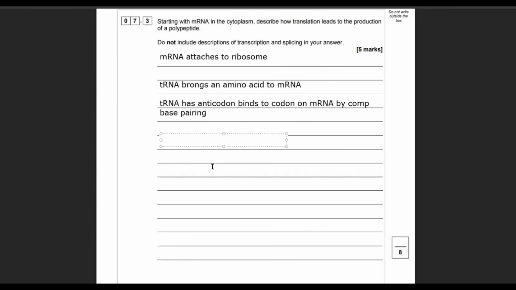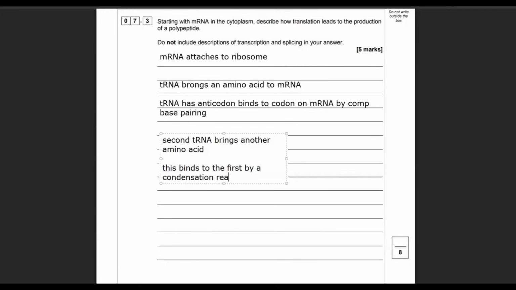What can we say next? A second tRNA brings another amino acid. This binds to the first by a condensation reaction, forming a polypeptide. No, forming a peptide bond.